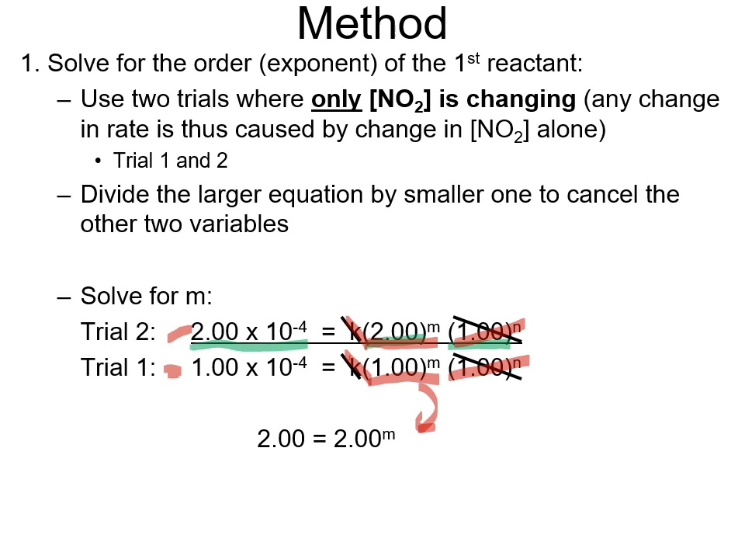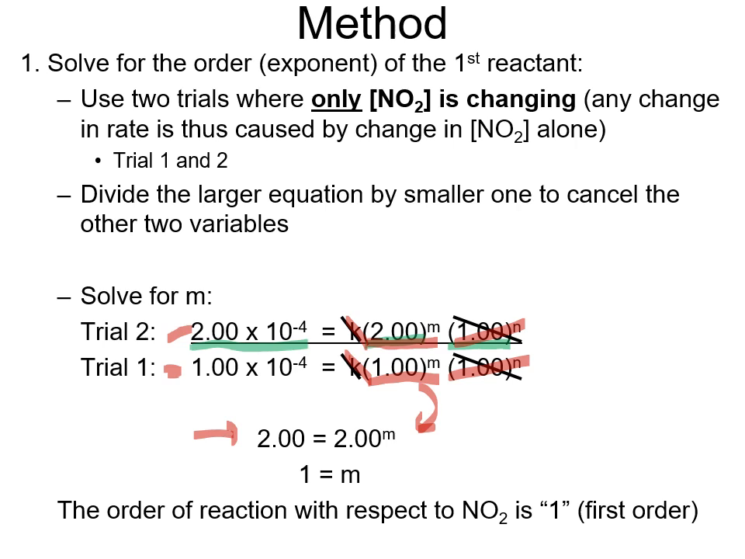And now we can solve for our exponent, and you can do some fancy logarithmic work to solve for your exponent, or you can realize, okay, if 2 is equal to 2 to the m, m must be equal to 1. And the nice thing about these rate laws that we're going to be dealing with is you're going to get very low whole numbers. So you don't have to worry about doing any fancy mathematics. You'll be able to very quickly, once you get to this point, know what the exponent is. So the order of reaction with respect to NO2, which is to say the variable that is the exponent for NO2 in the rate law, is 1, m equals 1. And therefore it's first order with respect to NO2.